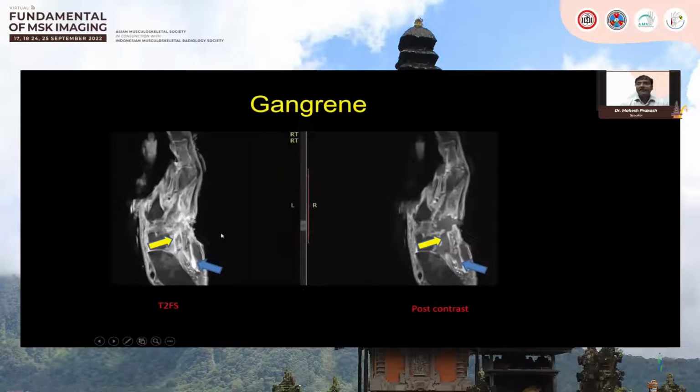Here you can say this is a case of gangrene. You get T2 fat sat and post-contrast enhancement with the typical imaging features of T2 hyperintensity and non-enhancement in this area.